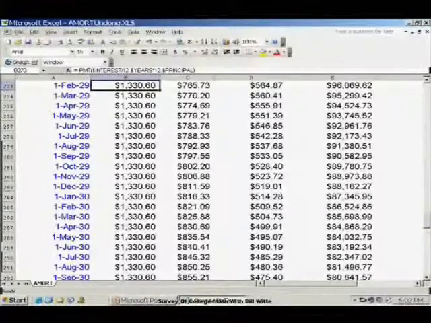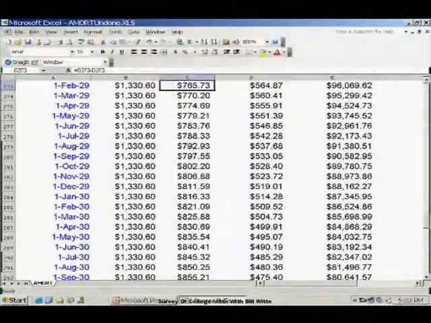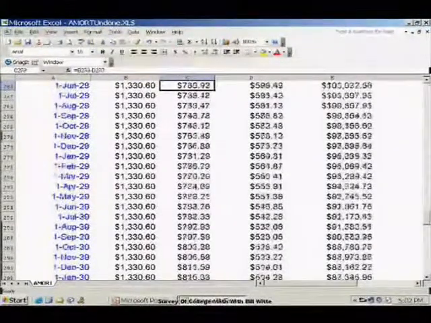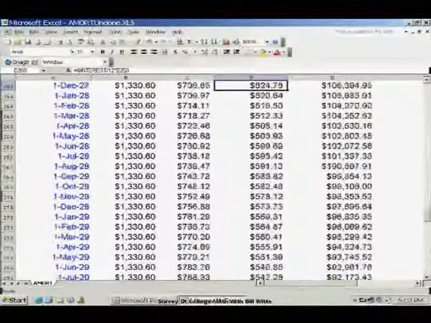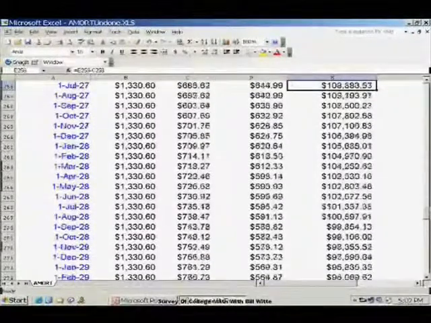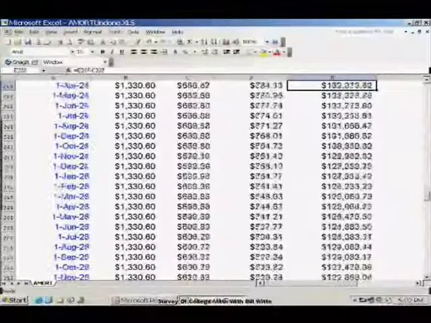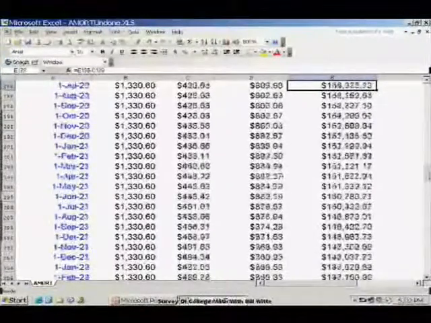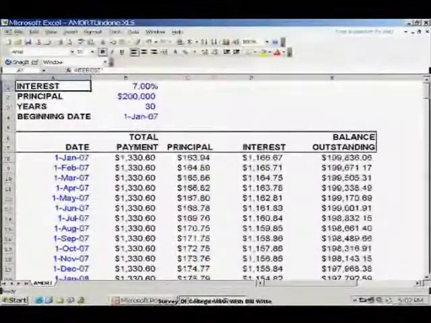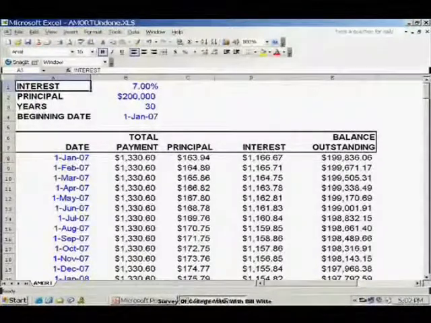Now as we go up, note that the principal is changing as the interest is changing. And of course the balance is changing. All of these numbers are different. And I'll take the elevator all the way to the top.